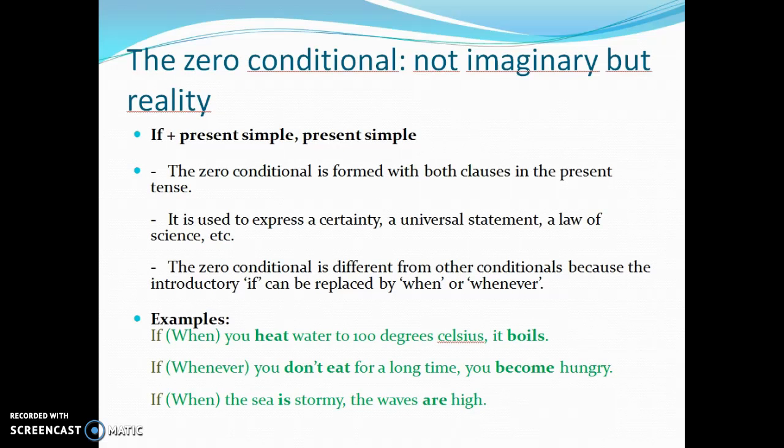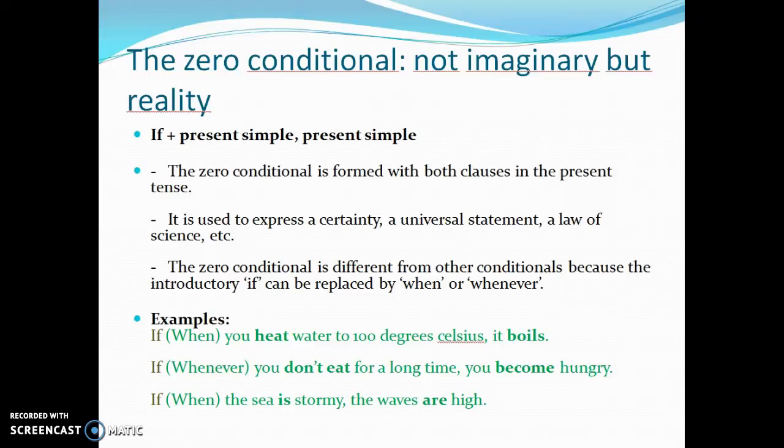Let's start with the zero conditional. This is used to refer to something that is not imaginary, but real. You create the sentence by using if and twice the present simple, so the zero conditional is formed with both clauses or both parts of the sentence in the present tense. It is used to express a certainty, a universal statement, a law of science, and so on.